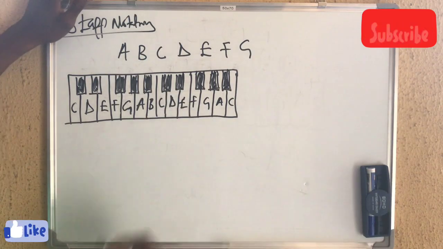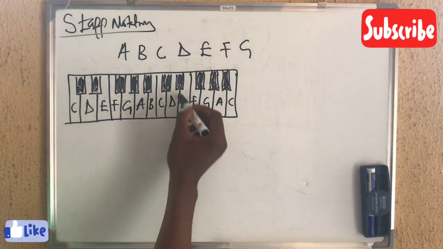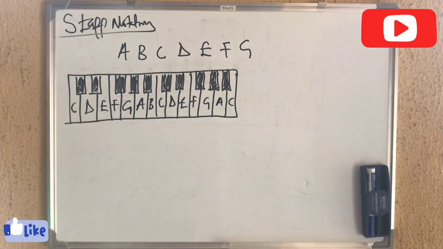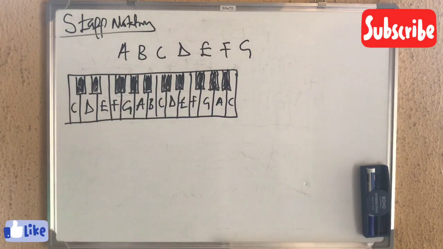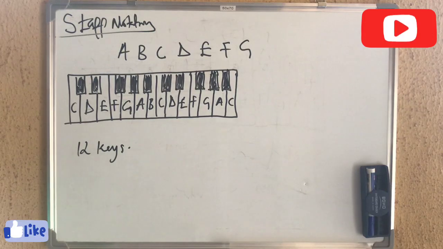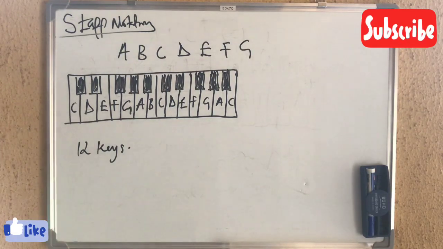It's applicable over here too, because we have C, we have D, we have E. You can just manipulate them. You see C. Then how do we know the names of these keys? We have seven alphabetical keys in the keyboard, and then we have the notes which we call the accidentals.